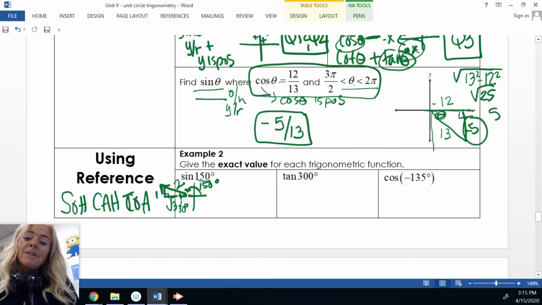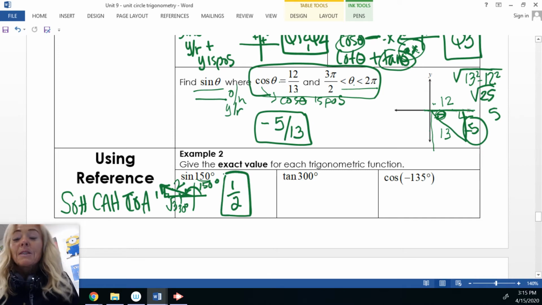Then, from that angle, I do the sine. Opposite over hypotenuse is 1 over 2. And I'm done. That's how I do every single one. So I have about 6 minutes. Let's see how many I can do.